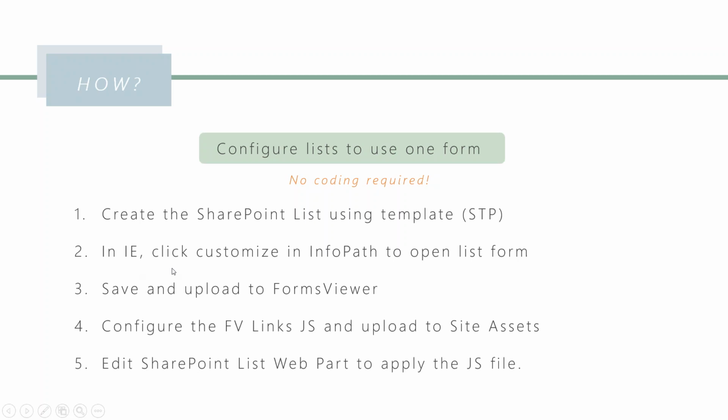Then in IE, click Customize in InfoPath to open the list form, then save it and upload to FormsViewer, and then configure the FV links, JavaScript, complete the required parameters there. By the way, the package also has the documentation for that. You can check that out. And then after configuring the JavaScript, upload that to site assets. Then lastly, just edit the SharePoint list web part and apply the JS file there. And that's it. No coding required. It's very easy.